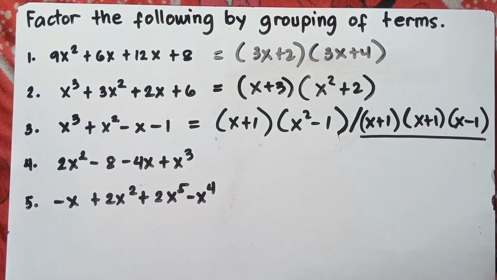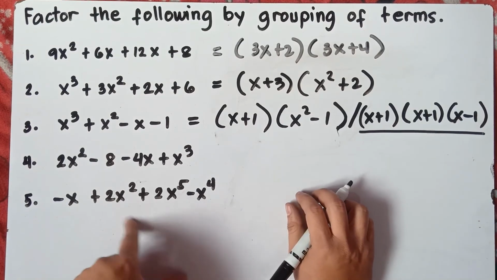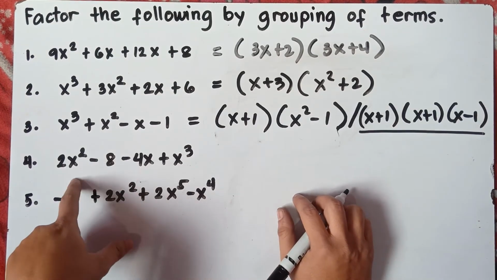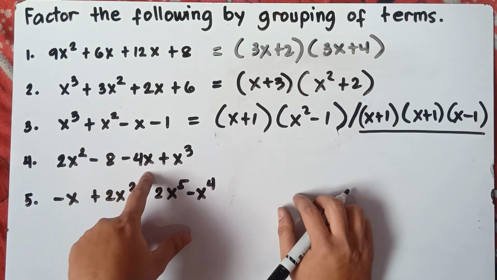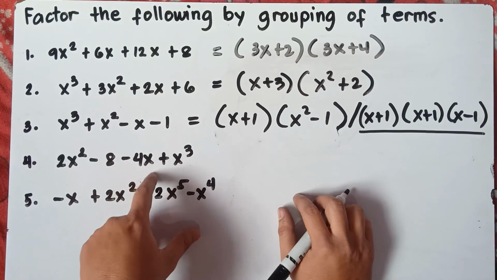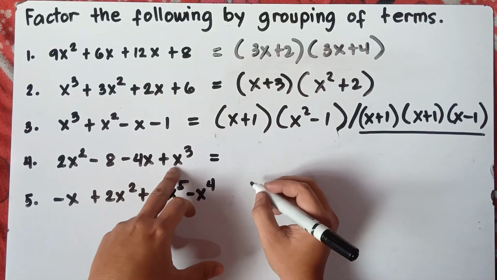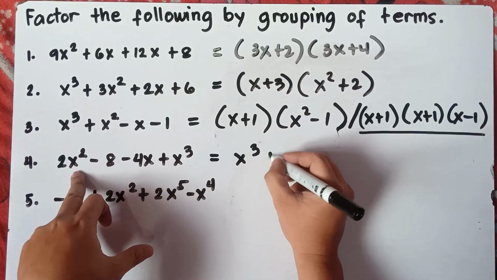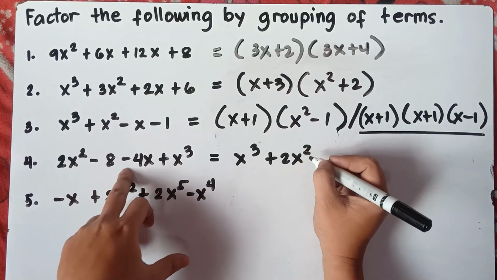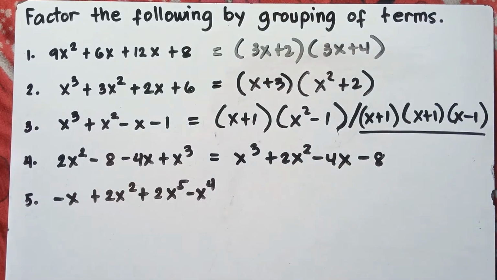Alright, so let's try number 4. Once again, you check number 4 if it's arranged. Nope, it's not arranged. So we have x cubed, x squared, negative 4x. You need to arrange this one first, class. We can arrange this one as x cubed first, then x squared plus 2x squared, then minus 4x, then the last will be the constant.